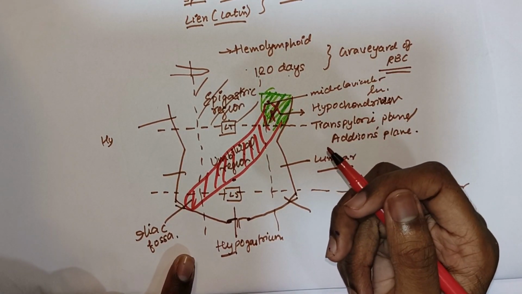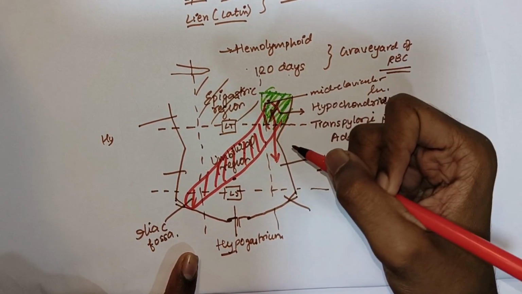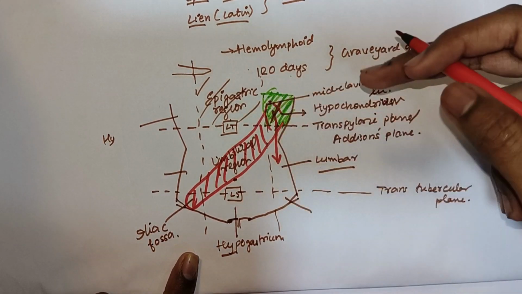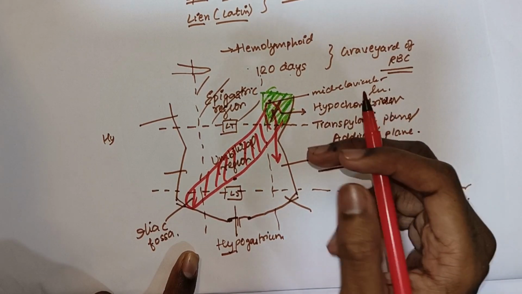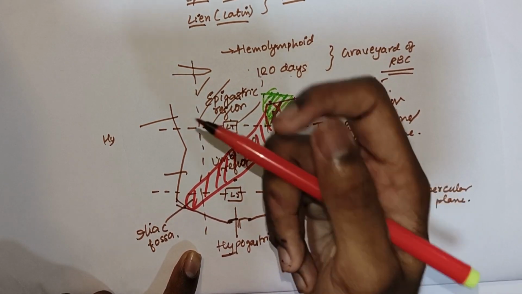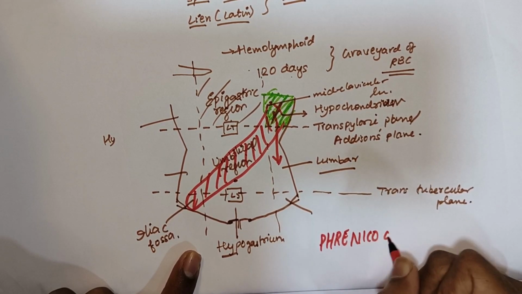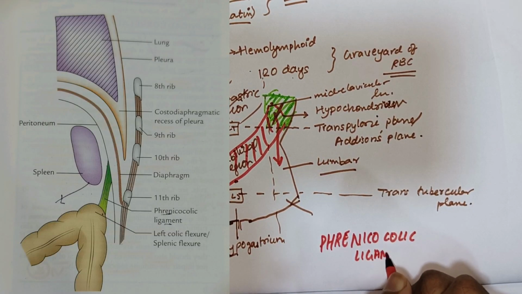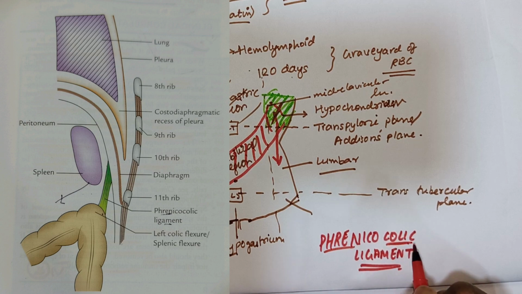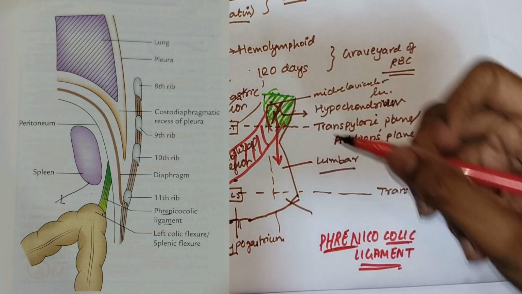Okay, now you might wonder why the spleen doesn't enlarge downwards. It would be much easier for it to go downwards, isn't it? But it does not. It goes towards the opposite side instead. This happens because its downward extension or distension is restricted by a ligament known as the phrenicocolic ligament. As the name suggests, it extends from the left colic flexure, or the splenic flexure, to the diaphragm.